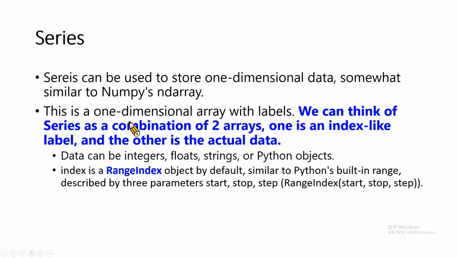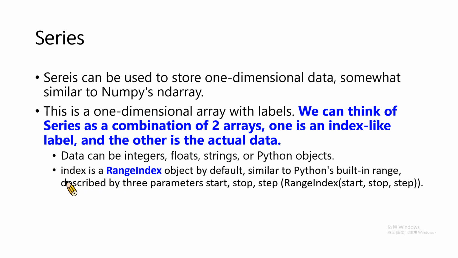First we'll talk about the series. Series is like NumPy's ndarray to store one-dimension data. But although it is one-dimension data, you can view the series as containing two arrays. One is the data, the other is the index for the data. In series, data can be integers, floats, and strings or objects.